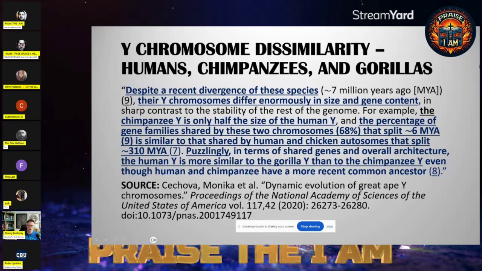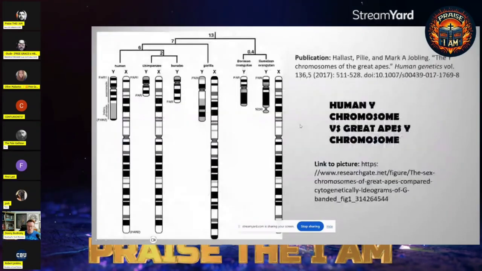Puzzlingly, in terms of shared genes and overall architecture, the human Y is more similar to the gorilla Y than to the chimpanzee Y. Well, there's a break in your so-called nested hierarchy. And they admit that the human Y and the chimpanzee Y are only half the size. Notice this. The chimpanzee Y is only half the size of the human Y. So you can see that all here in this visual. Okay. So the human Y and chimpanzee Y, they're only about 35 to 40% the same. That's nothing. They're nothing alike.